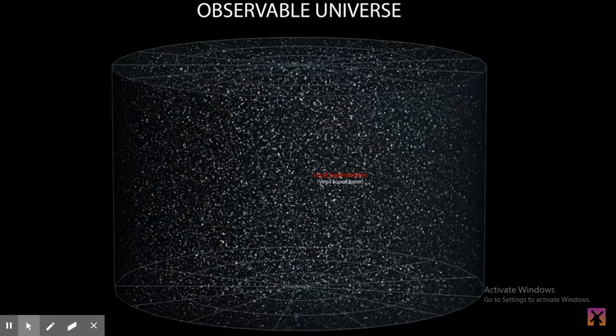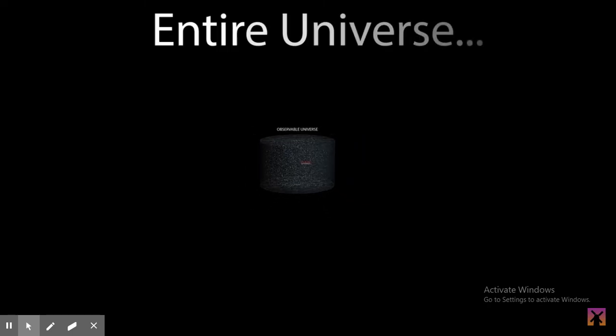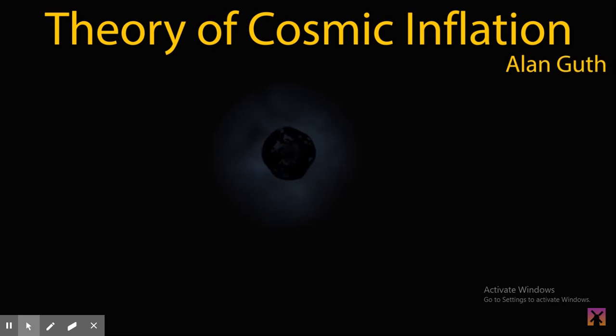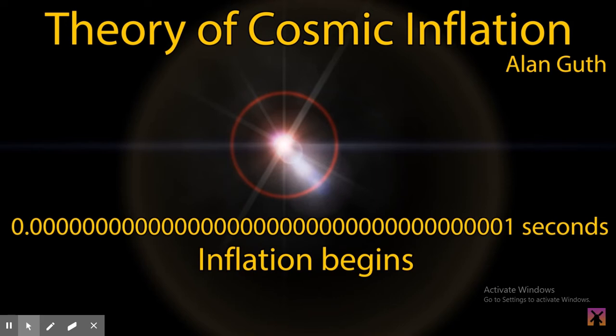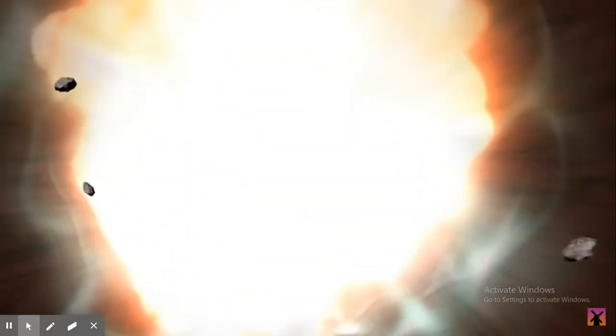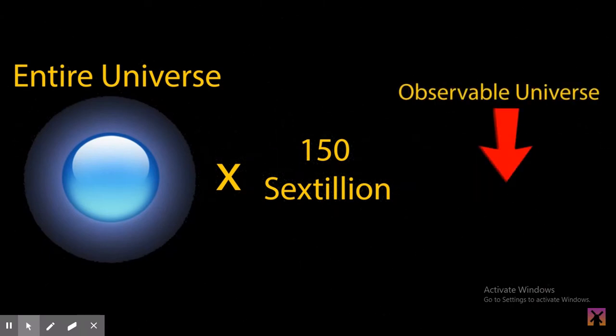So, it is very likely that as unbelievably enormous as it seems, the observable universe is just a tiny slice of the entire universe. According to the theory of cosmic inflation that was proposed by Dr. Alan Guth, if it is assumed that cosmic inflation began at 10 to the negative 37th of a second after the Big Bang, and with the assumption that the size of the universe before inflation began was equal to its age times the speed of light, then this would seem to suggest that at the present day, the entire universe is 150 sextillion times larger than the observable universe.